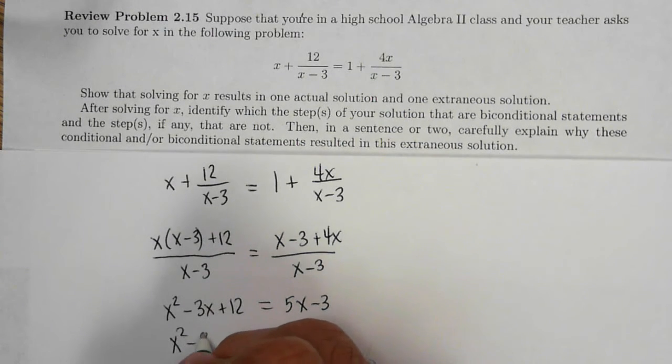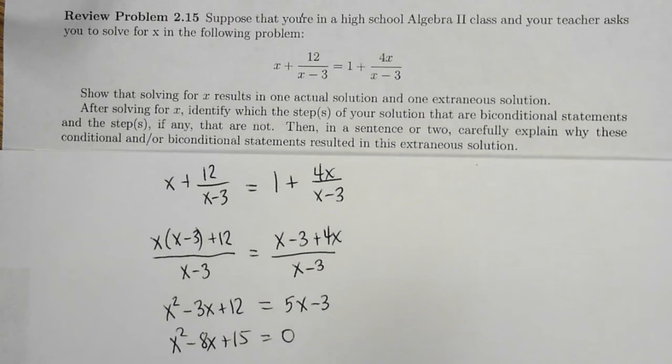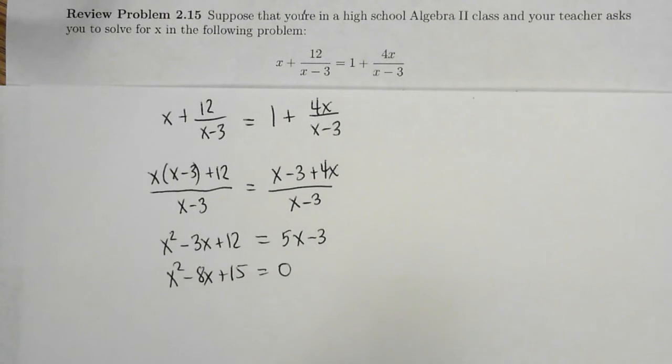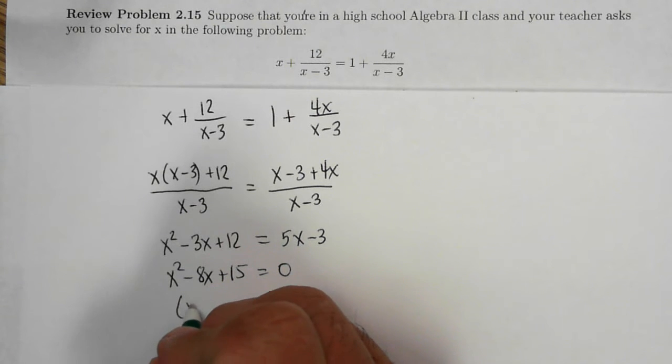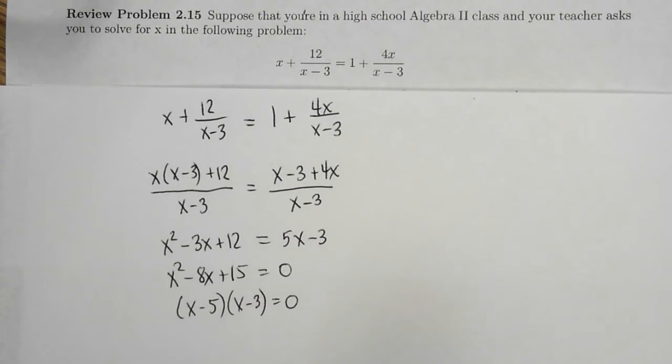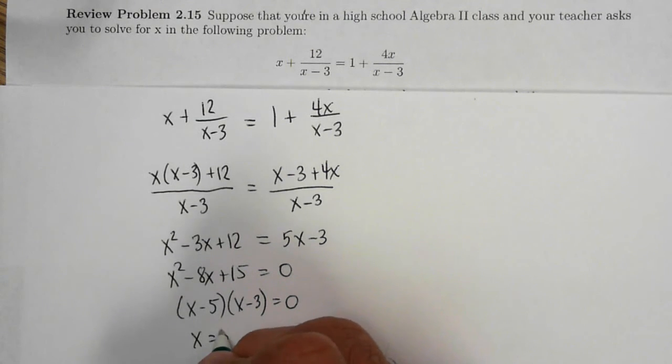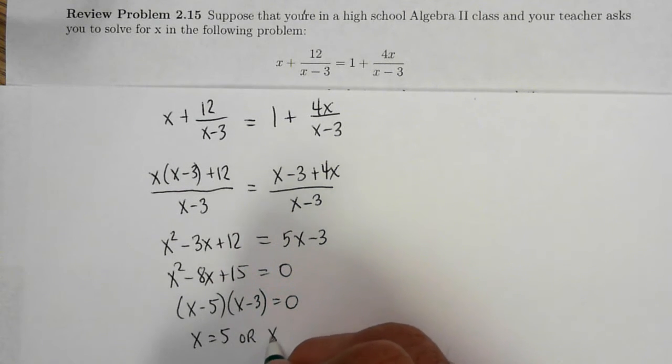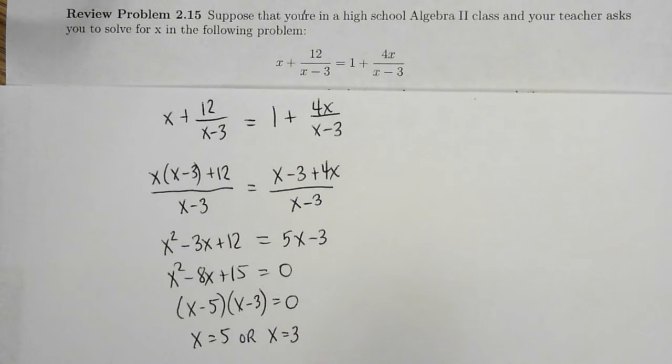So x squared minus 8x plus 15 equals 0. And so we find that x minus 5 times x minus 3 equals 0. And so that leads me, apparently, to two solutions: x equals 5 or x equals 3.